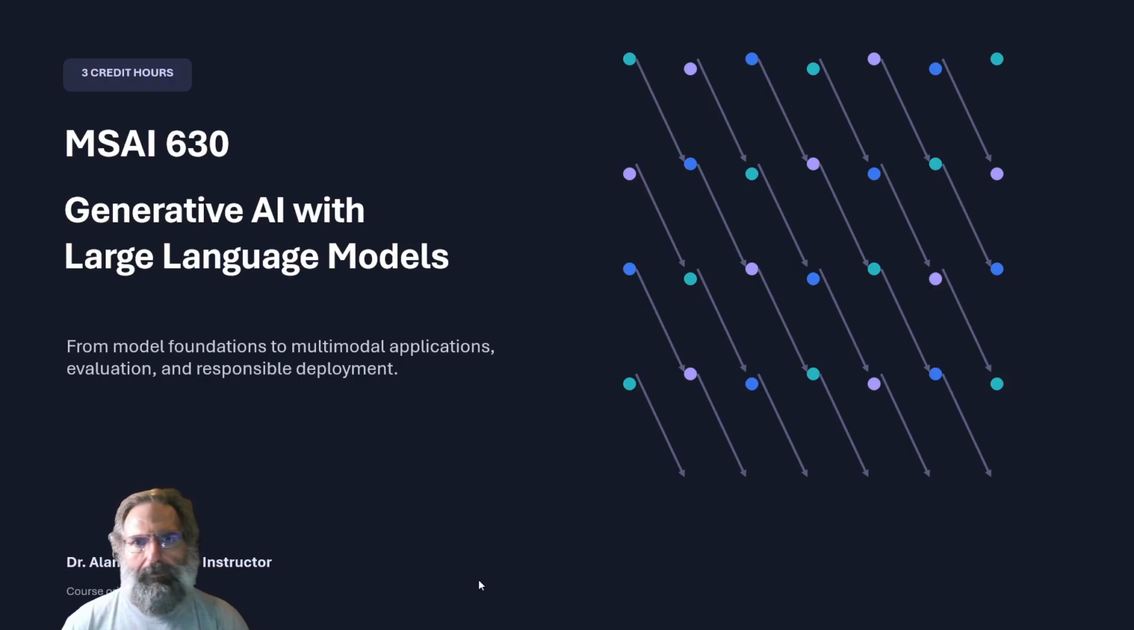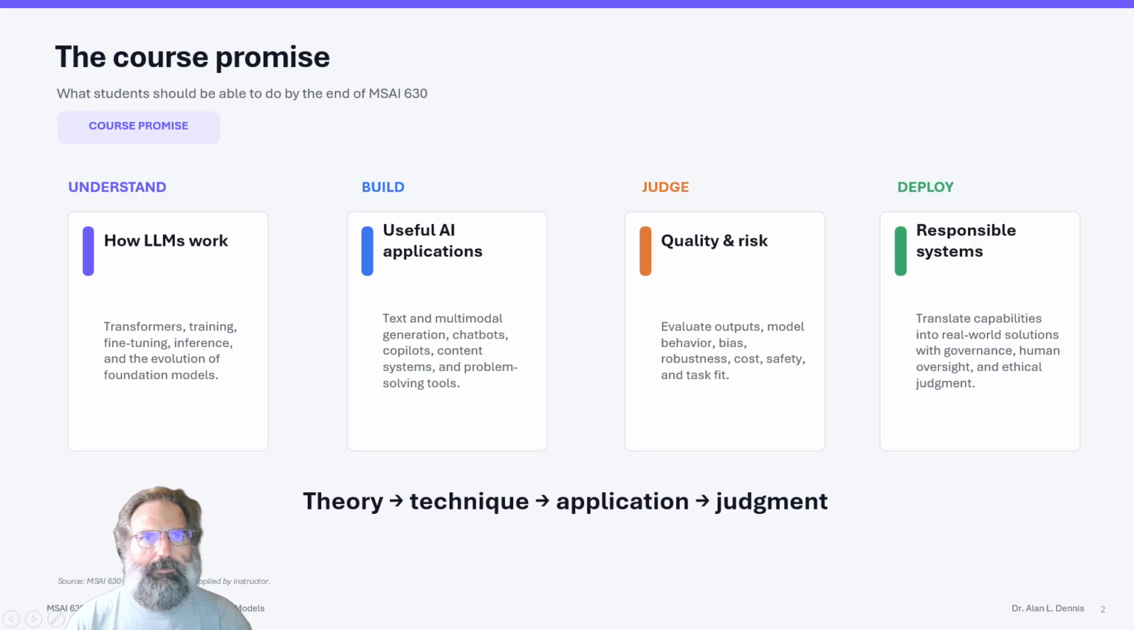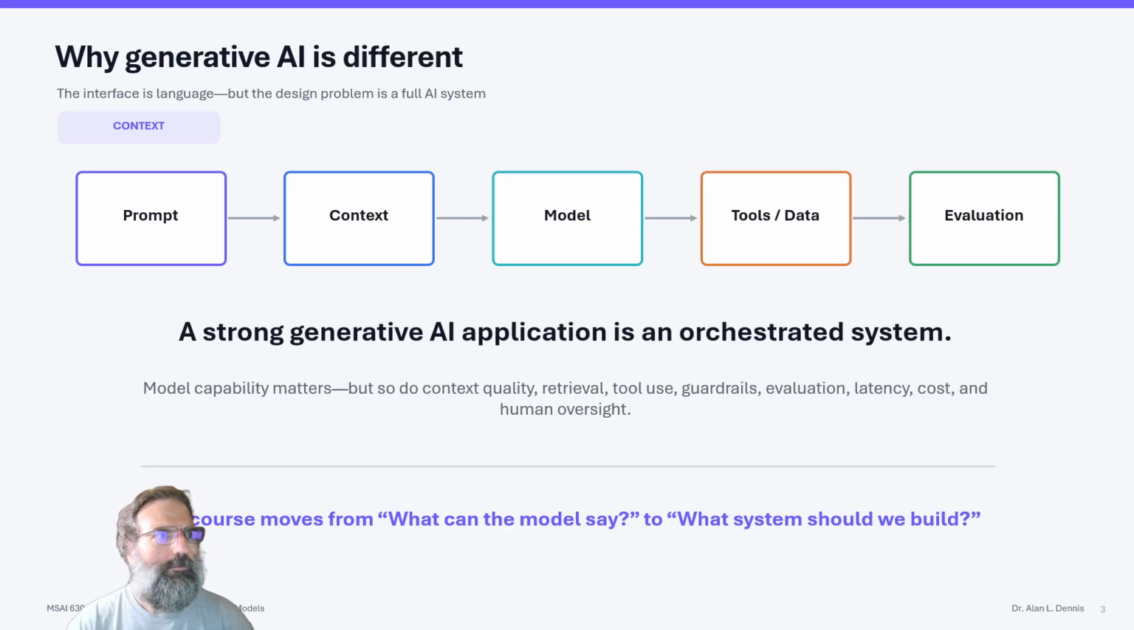Not to go into a ton of depth on the course materials, you can read the syllabus as can I. But by the end of this course, you'll be able to understand how LLMs work, and that's important so that you are able to effectively use them and be able to succeed where others might not. That means you'll be able to understand how they work, build useful applications using them, judge the output of those systems, as well as deploy them in a responsible way. Be able to translate those capabilities into real world solutions.